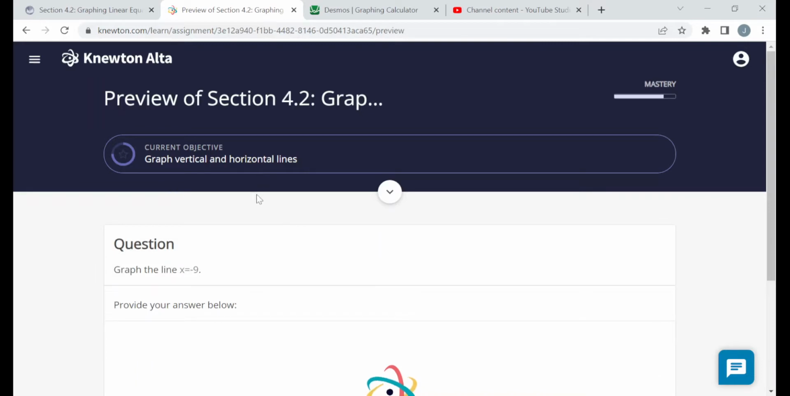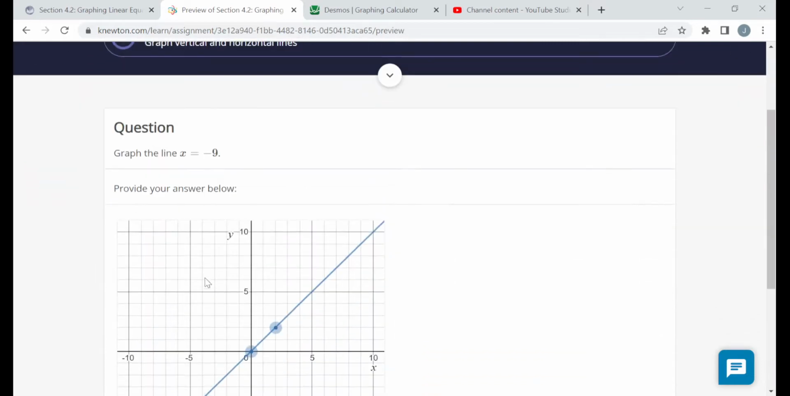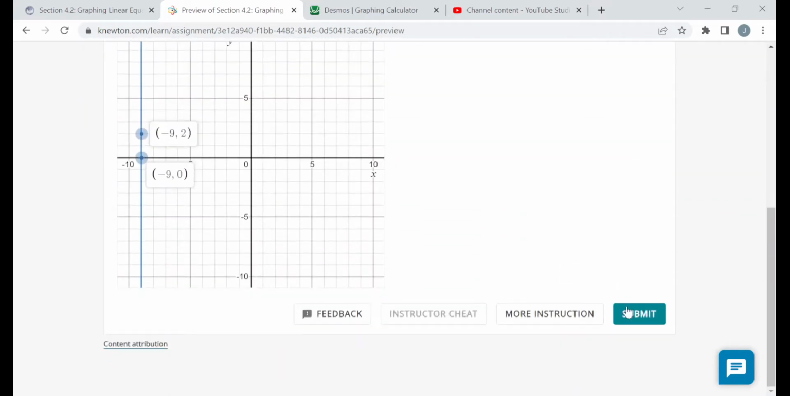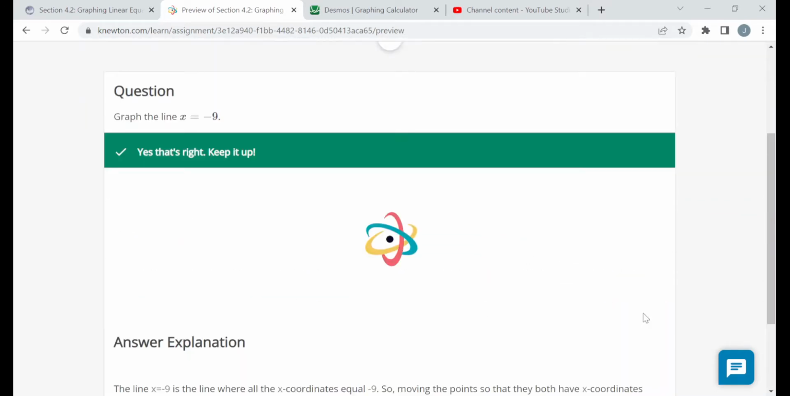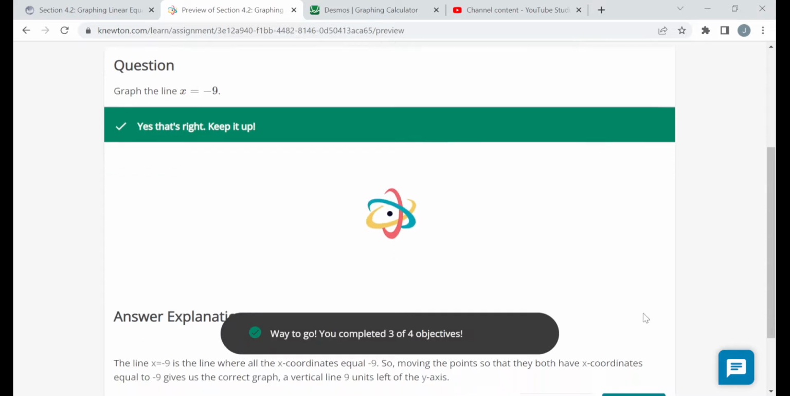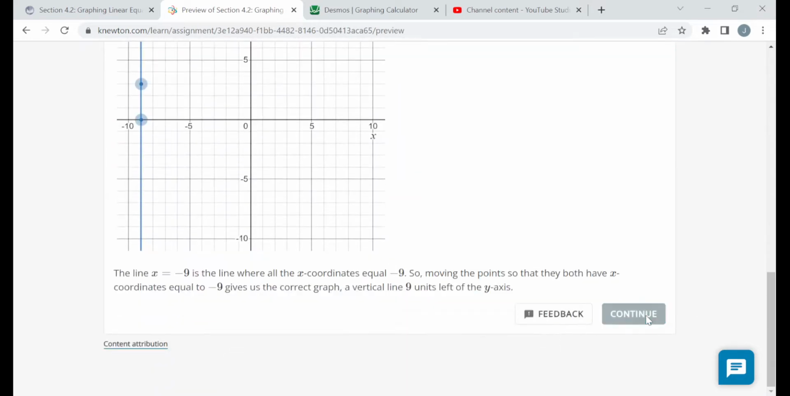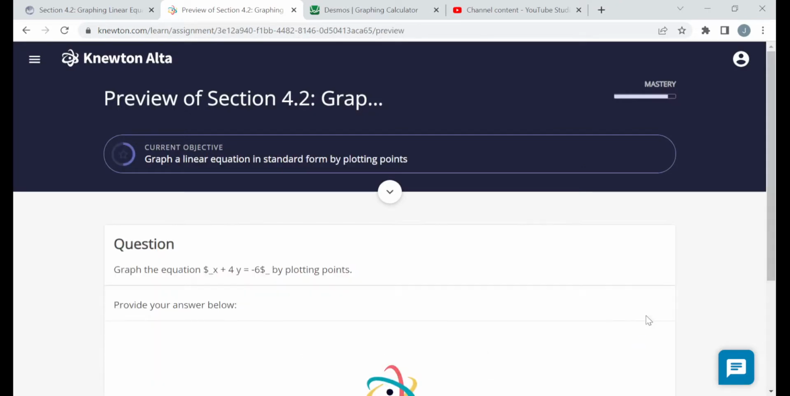Alright, so one more of these and we're back to having x equals some number. So this is going to be a vertical line where the x coordinate's always -9, right? So -9, 0, -9, 1, -9, 2, -9, 3, and just making sure those have x coordinates of -9 like the equation states they should, and then we go. Vertical line. Alright, and then the last problems are just more point plotting, right?